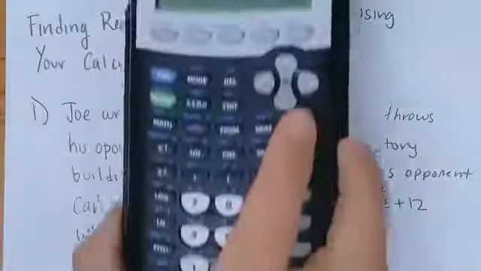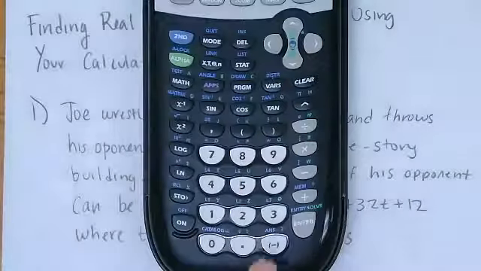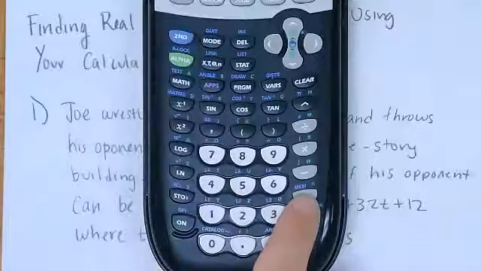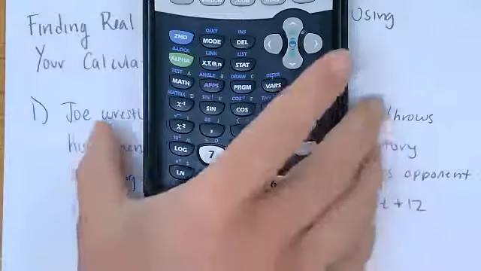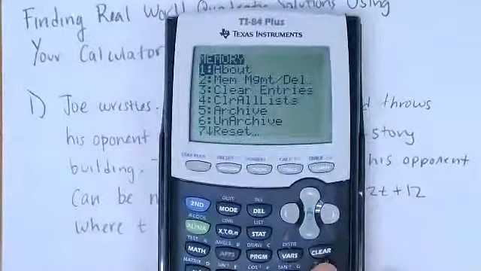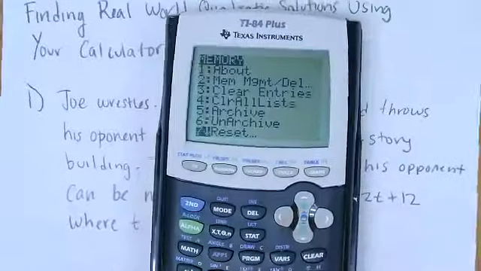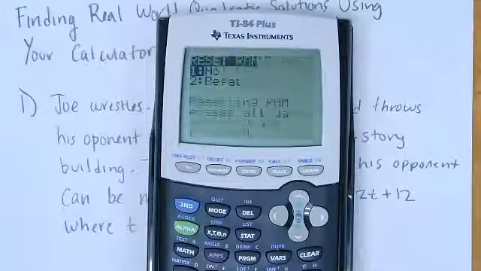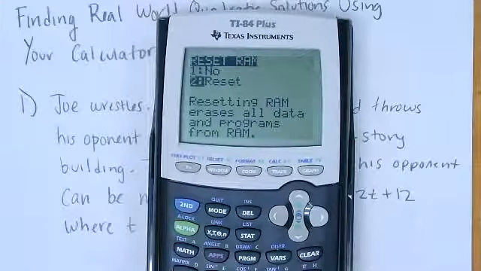If you are having trouble with your calculator and you're getting errors a lot, we can clear the memory by pressing the second button and then memory where the plus button is. And then we can scroll all the way down to 7, press reset, click 1 for all RAM, and 2 for reset.